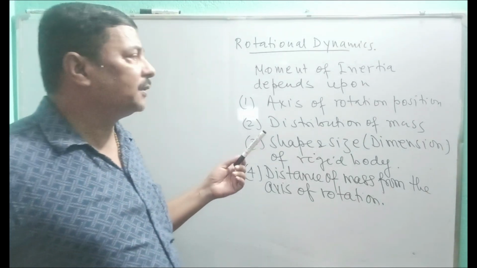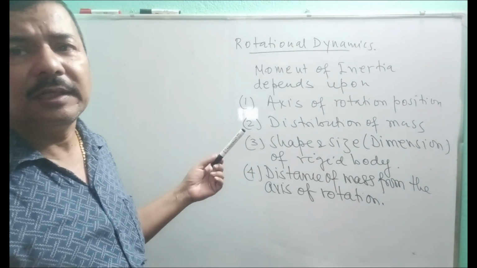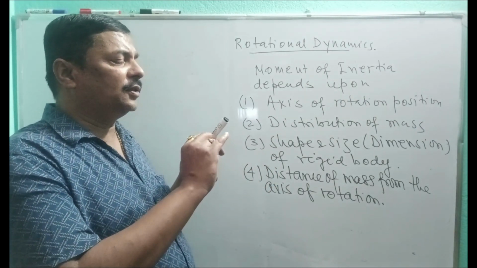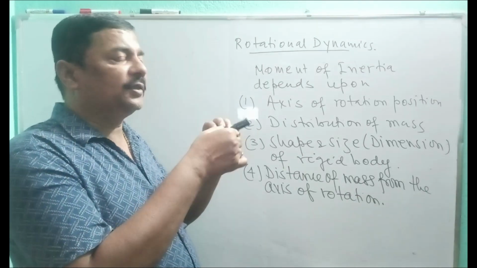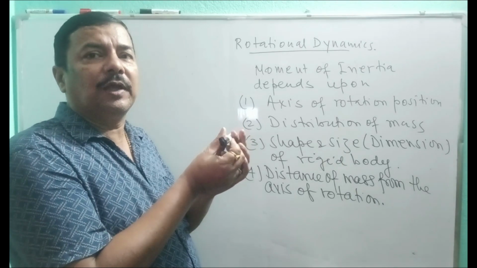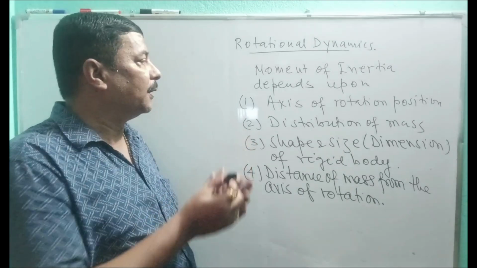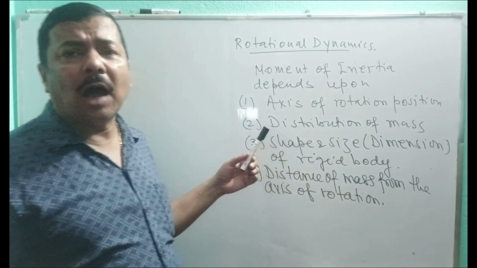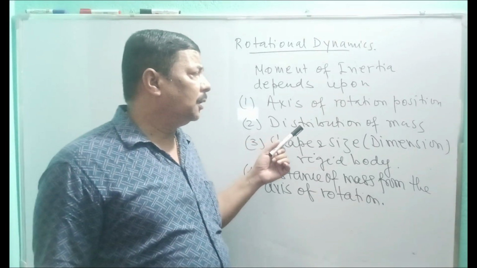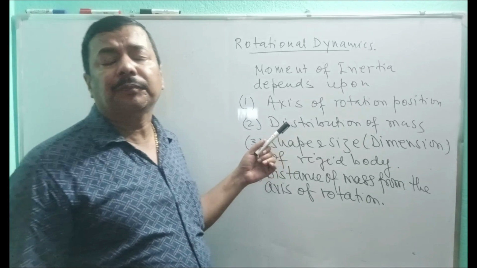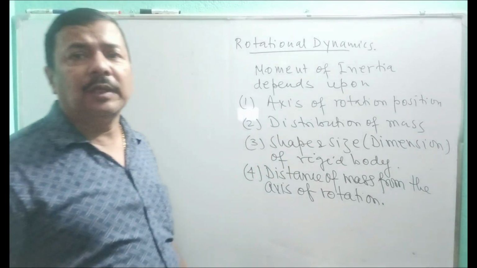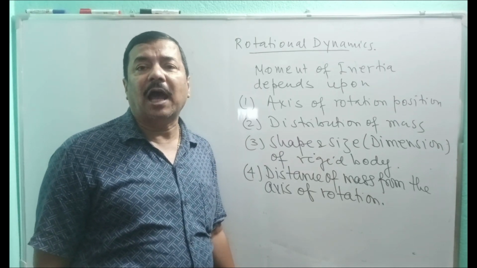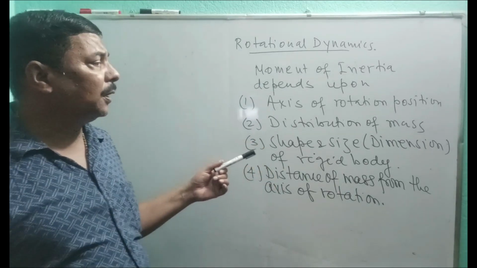Just now we have seen in the discussion that if axis of rotation is changed, then the moment of inertia changes. What does it mean? It means that if the axis of rotation is in this way, then moment of inertia is different. But if the axis of rotation is in this way, then the moment of inertia is different. It also depends upon the distribution of mass, how the mass is distributed. Because in the definition of moment of inertia, we come across I is equal to m r square, or sigma mi ri square. So distribution of mass is also important.